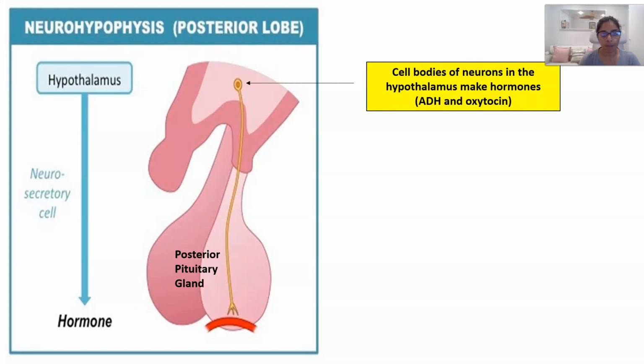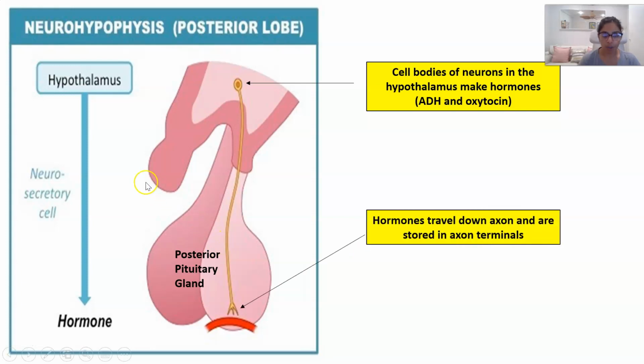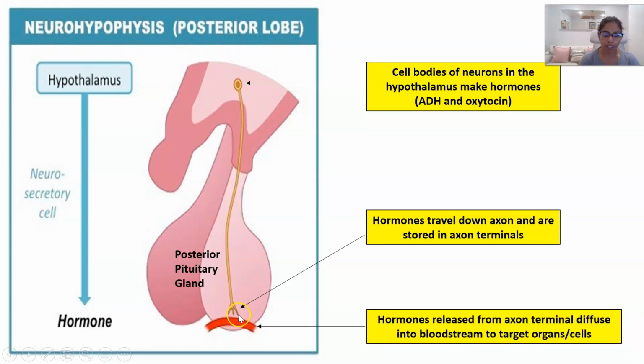Okay, again, another little summary. So cell bodies in the hypothalamus will manufacture one of two hormones to go to the PPG, ADH and oxytocin. Those hormones, each of them in turn, will travel down this long axon fiber. Again, this travels through the infundibulum, and it will eventually be released from the axon terminals. Now again, because it's a hormone, this hormone will travel in the bloodstream and go to its target organ or target cells.